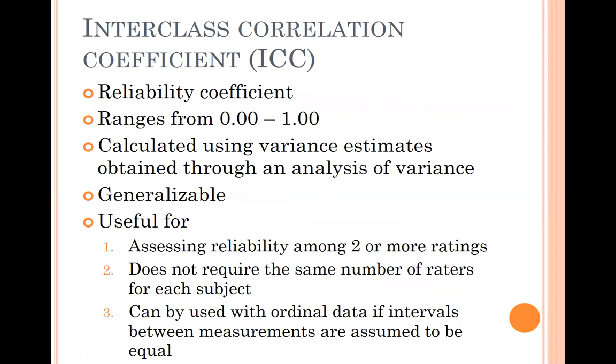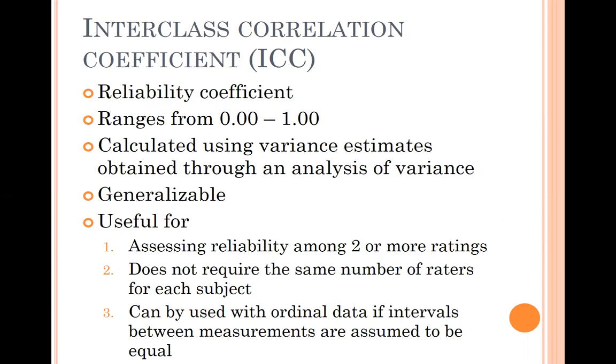So an example is the intraclass correlation coefficient. It's a reliability coefficient, and it ranges from 0 to 1, and it can be calculated using the variance estimates obtained through your ANOVA, the analysis of variance analysis that you may have conducted. It is generalizable, and it can be useful in a number of ways.